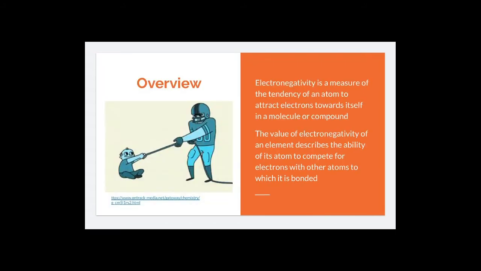Electronegativity is a measure of the tendency of an atom to attract electrons towards itself in a molecule or compound. The value of electronegativity of an element describes the ability of its atom to compete for electrons with other atoms to which it is bonded.